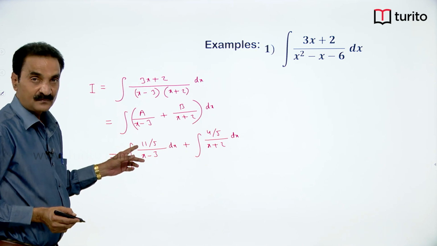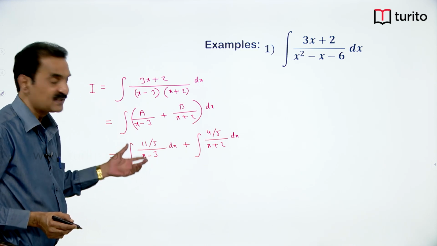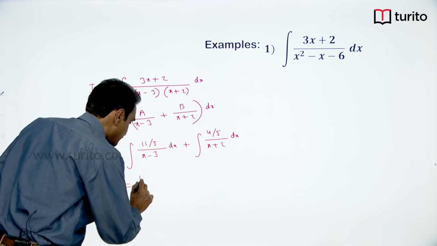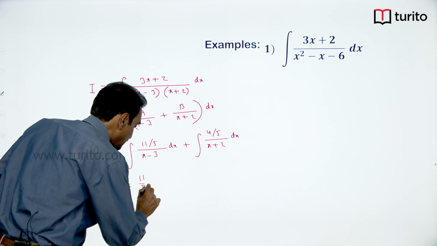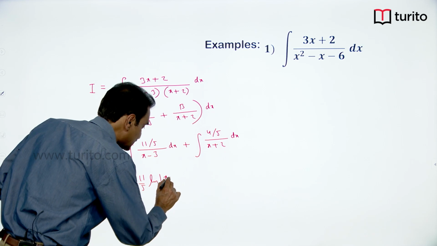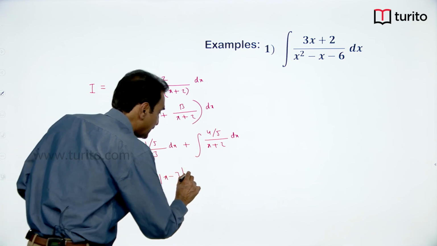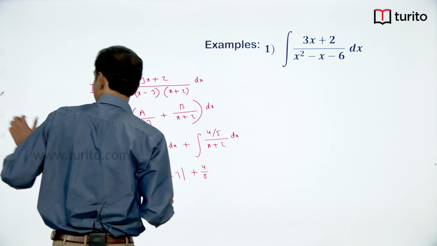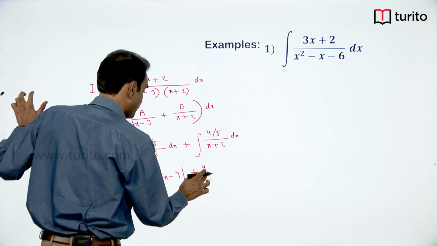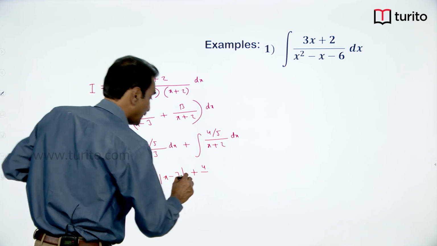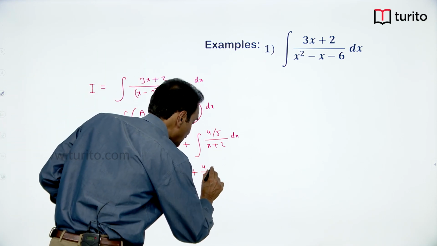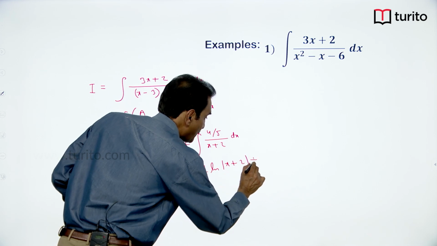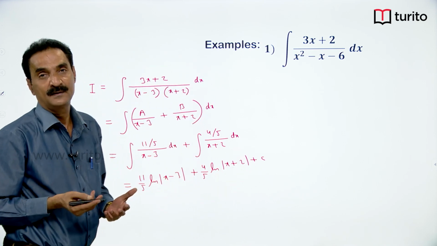Now what is the integral of 1 by x minus 3? Log mod x minus 3. So 11 by 5 into log mod x minus 3 plus 4 by 5 into log mod x plus 2 plus c.